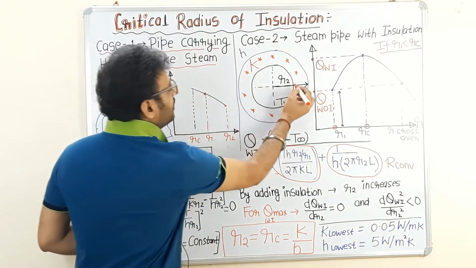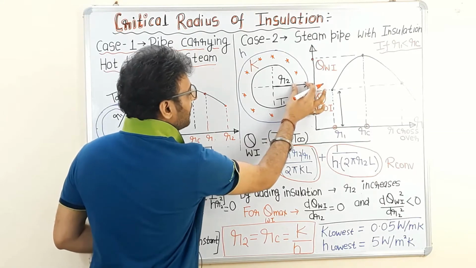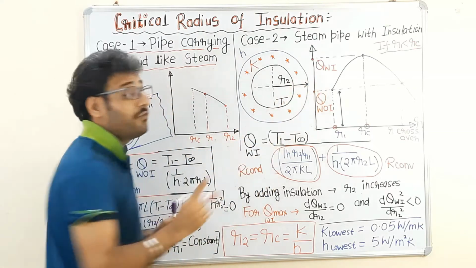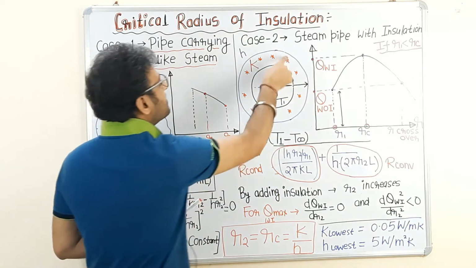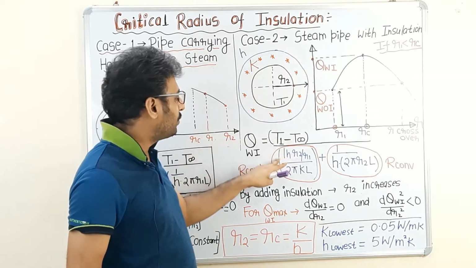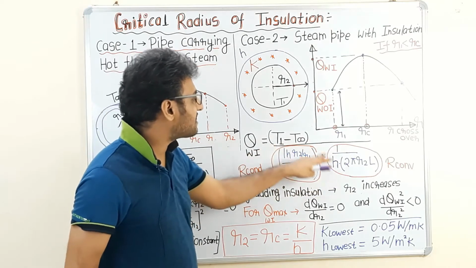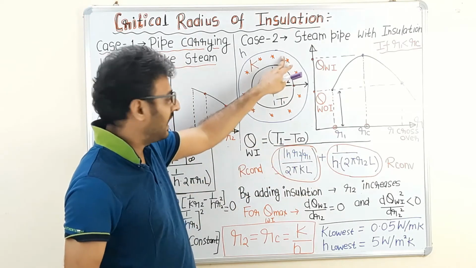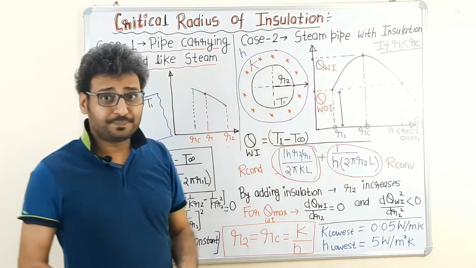This is the outer surface of the steam pipe. This is the thickness of the insulation. Okay, we are only interested in the insulation part. So between T1 and T infinity, there are only two resistances in case number 2: the conductive resistance of the insulating material plus the convective resistance.